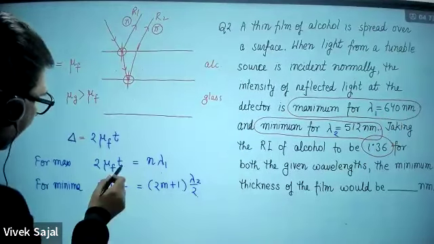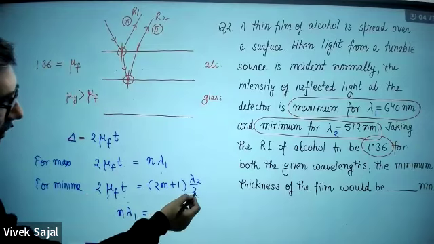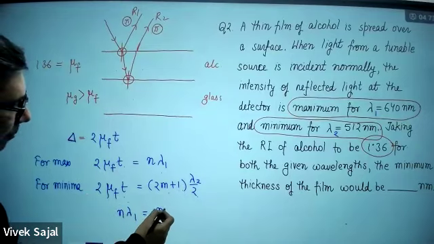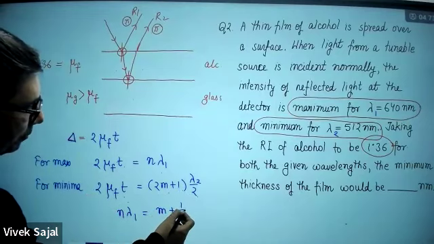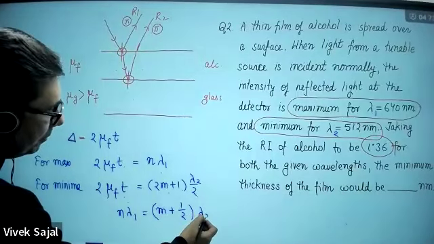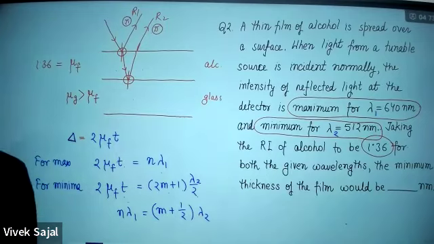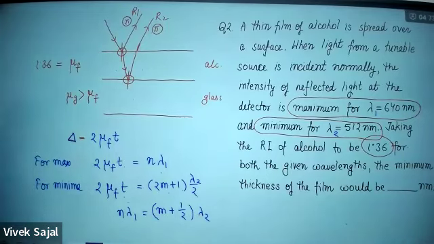Divide these two. So the left hand side is equal. So you can write n lambda 1, take this 2 inside, so this will be m plus 1 by 2 into lambda 2. Okay, it will be like this. Is it clear up to this point, beta?